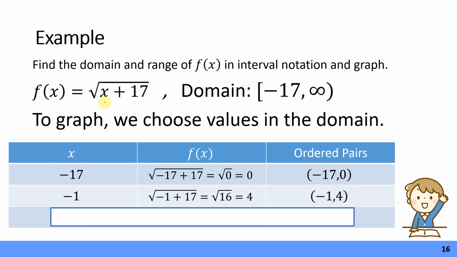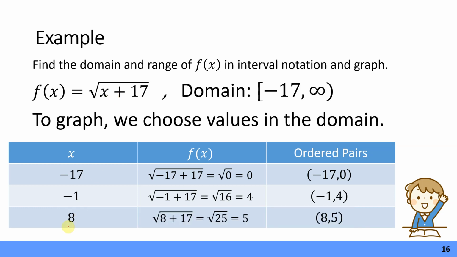So again, there's an infinite amount of numbers, but the next number I know that 25 has a perfect root. So what can I add to 17 to get 25? That gives me 8, right? So that's how I chose this number. Because again, when I do 8 plus 17, it gives me 25. And the square root of 25 is 5. So there we go. Then we got our third point.